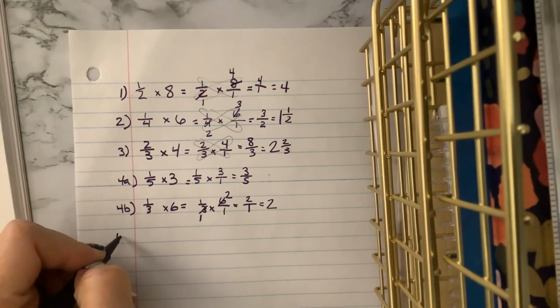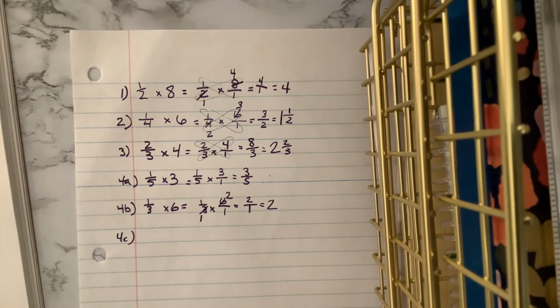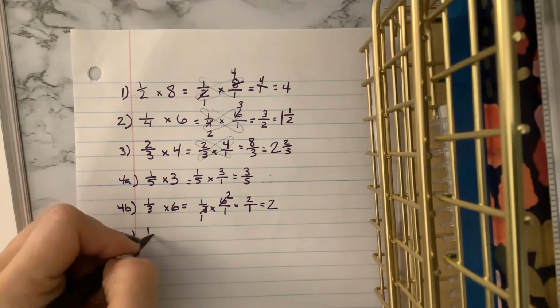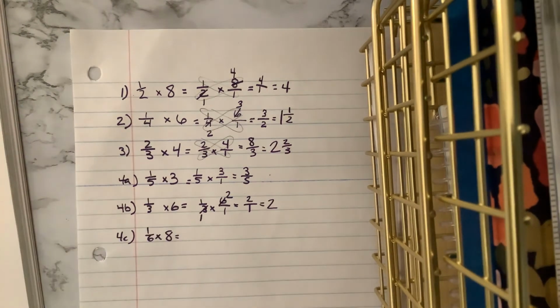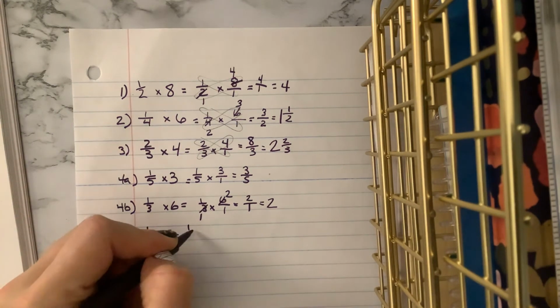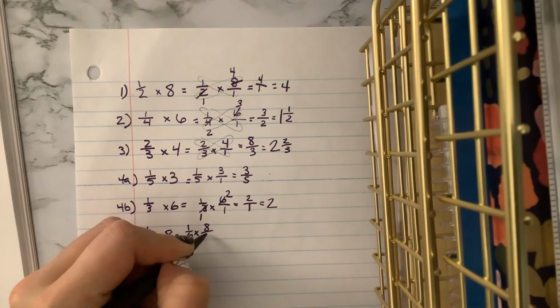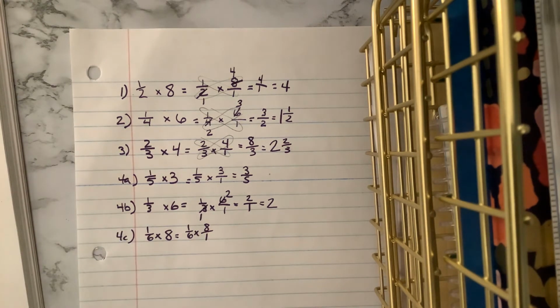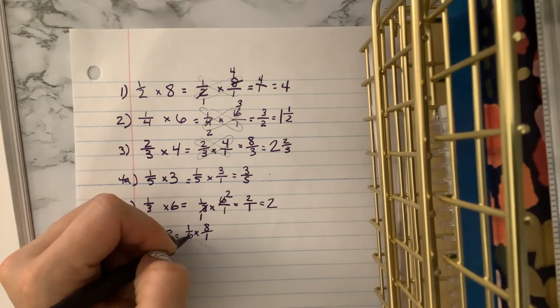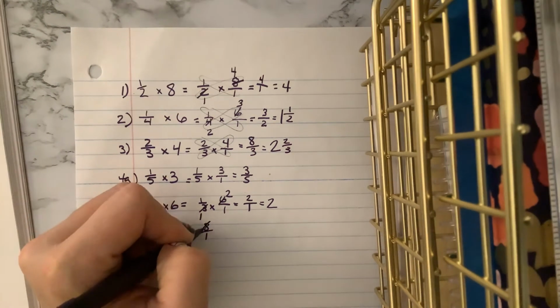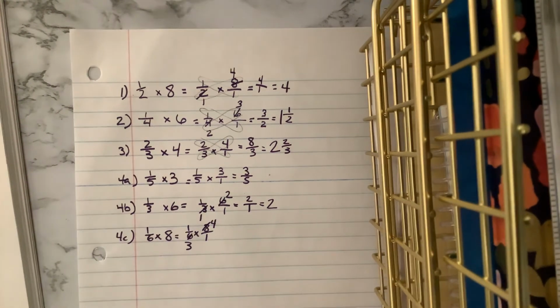All right, 4C. 1/6 times 8. We rewrite this problem with a whole number as a fraction over 1. We check, can we simplify in advance? Yes, we can. 6 divided by 2, they both share a factor of 2. So 6 divided by 2 is 3. 8 divided by 2 is 4.